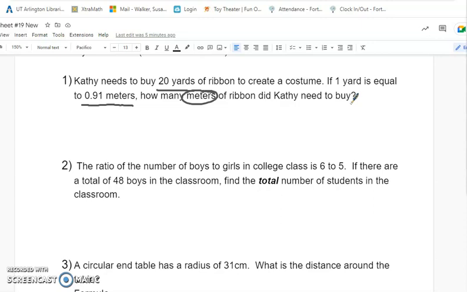As a reminder, they might put this in number form, just so you know. So all this is a conversion. We're changing yards into meters. Okay, we have 20 yards. Now, we haven't done this in a while, but we are going to get rid of yards. Remember, that means yards is on bottom, meters is on top.